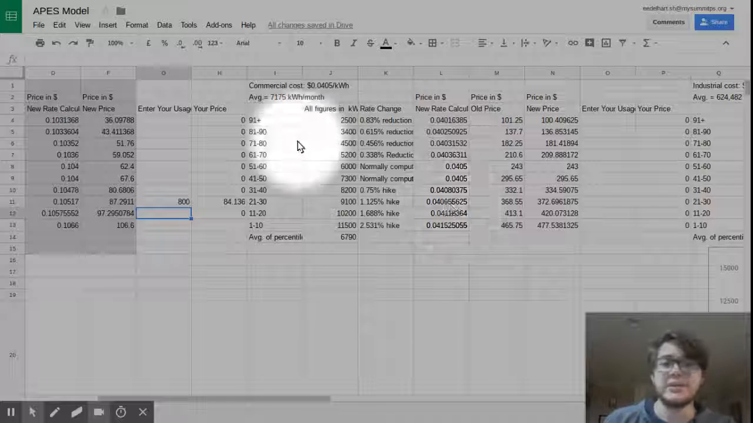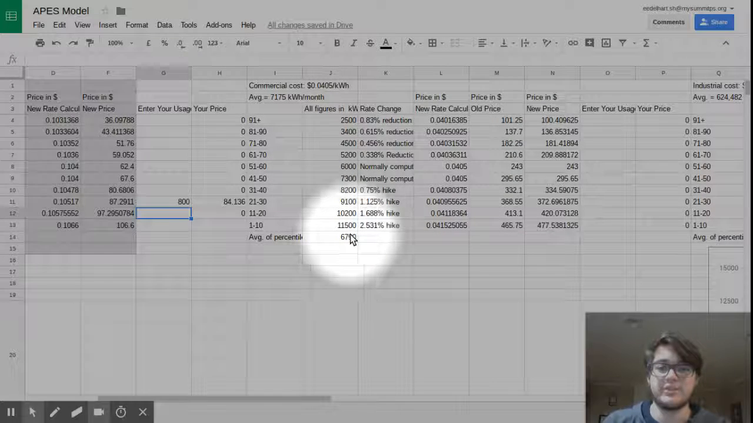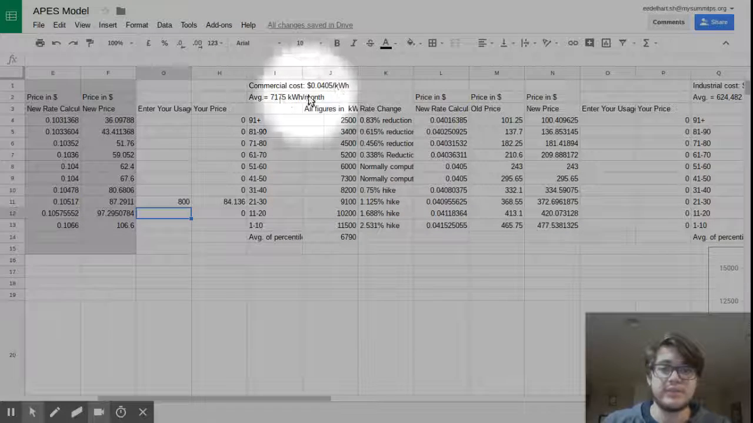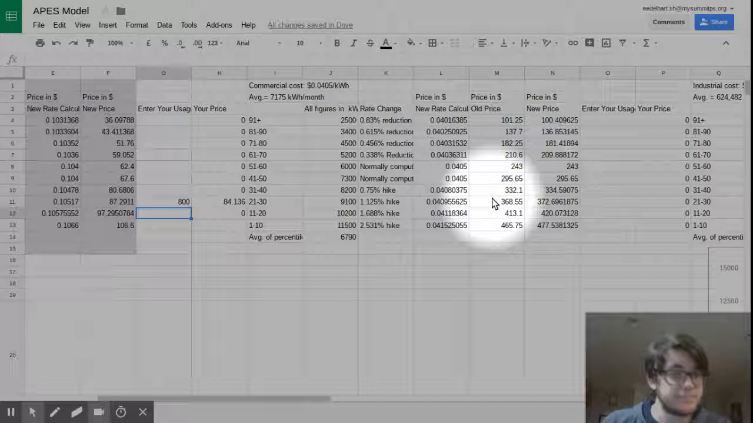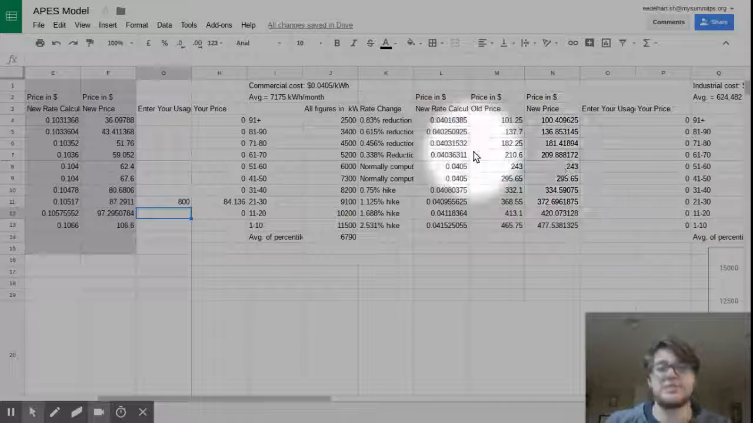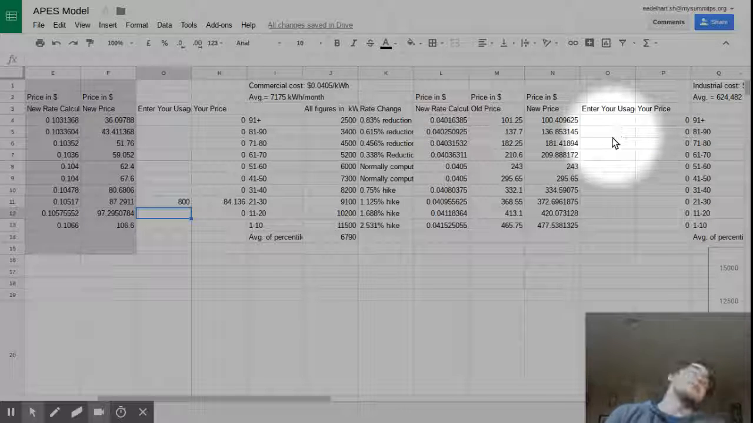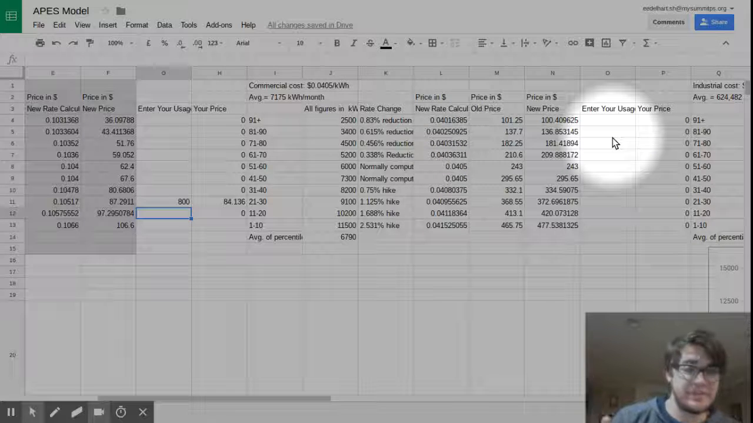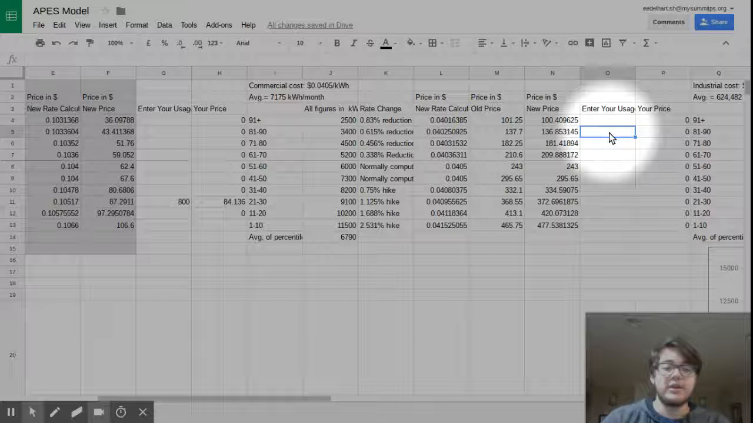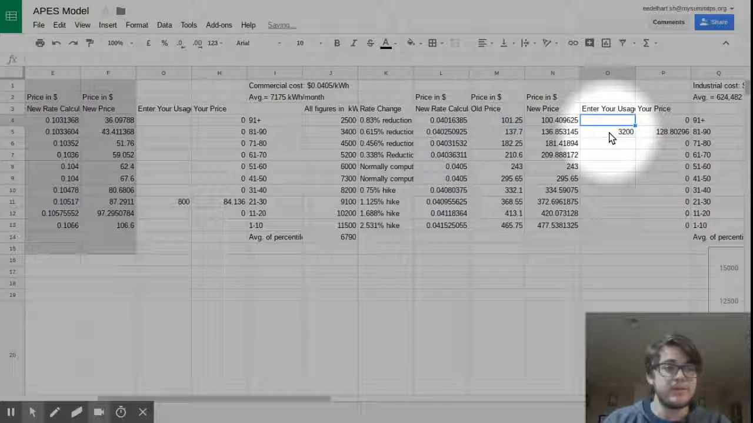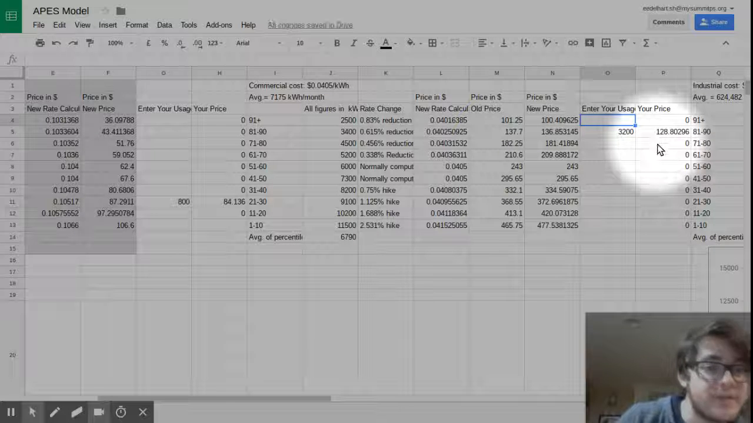And a company can do this as well. You can see that their range is different, but they also have a reduction. Comparatively, they have their new prices and old prices, and their rate. So let's say my company, who's very efficient, who doesn't use a lot of electricity, I use about 3,200 kilowatt hours per month. So I would enter 3,200 kilowatt hours, boom, $128.80 a month.